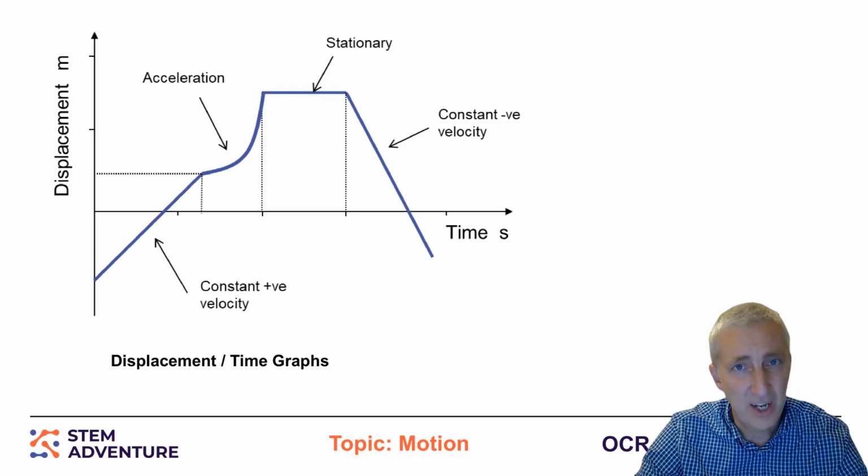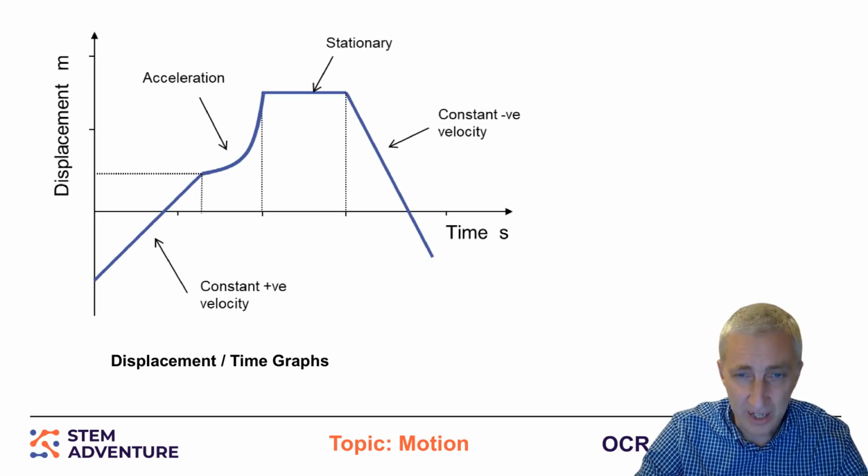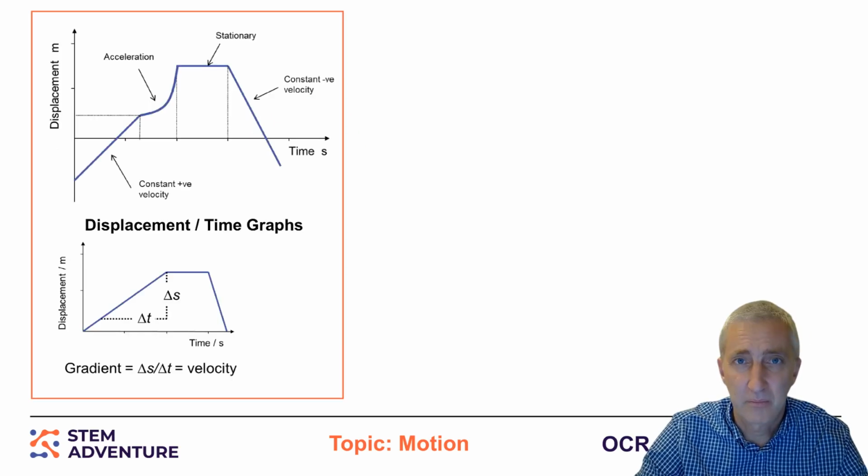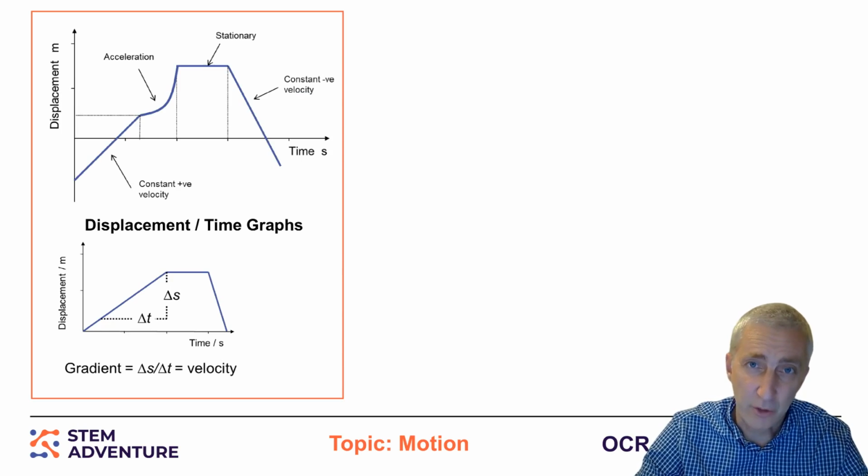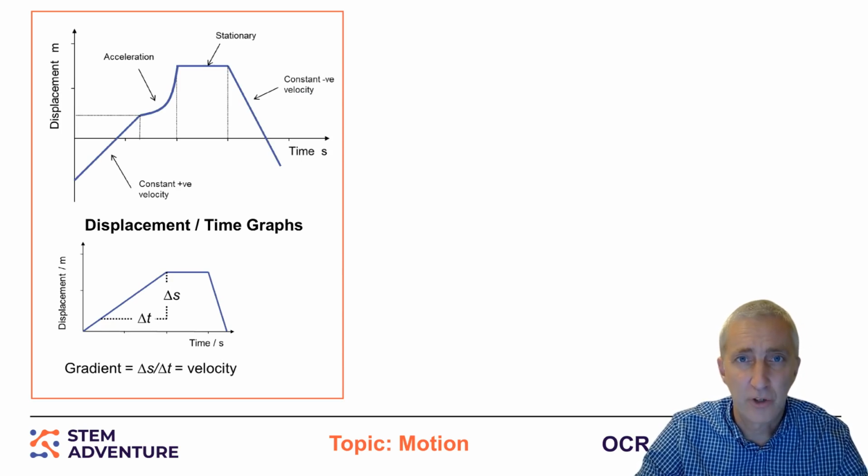We need to understand how the shape of the graph can let us understand if the motion is, for example, constant velocity or acceleration. Also remember that the graph can indicate if the velocity is positive or negative. This can be understood in detail from the gradient of the graph, which is equal to the velocity.